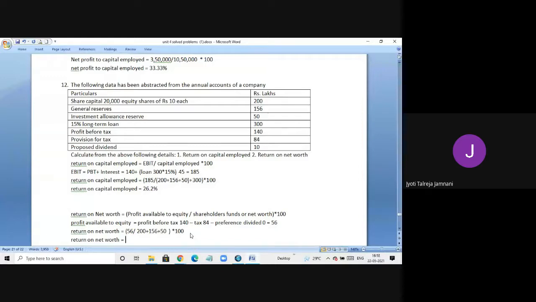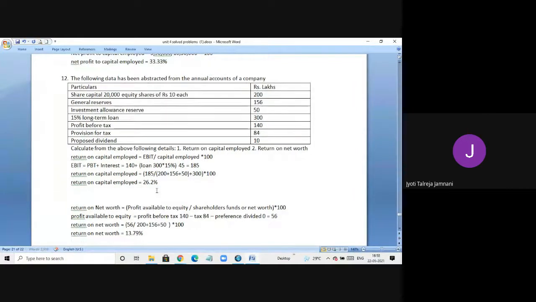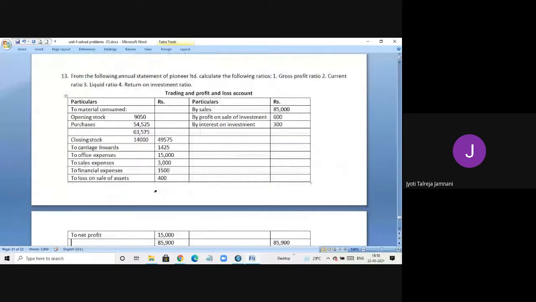That is 13.79%. So if you see return on capital employed, entire capital, it was 26.2%, but return on net worth is 13.79%. That means only for equity, if we see returns, they are getting 13.79%. For the entire firm, if you see the returns, it is 26.2%.